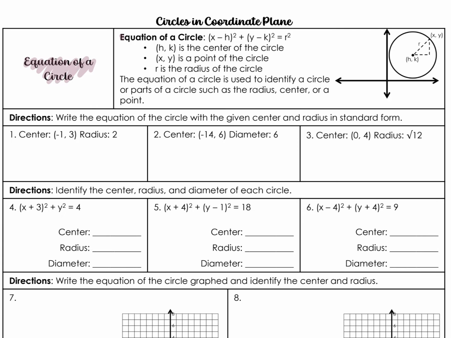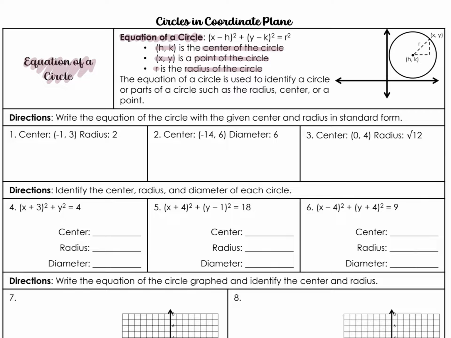So the equation of a circle is just going to be our x minus h squared plus y minus k squared is equal to r squared. So h, k is going to be the center of your circle. x, y is just going to be a point on the circle. And then r is your radius of the circle.